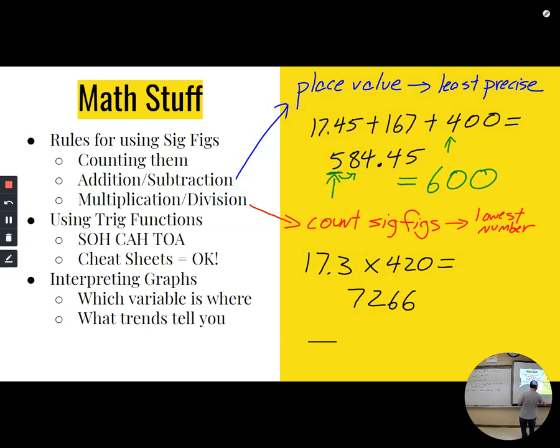Now I go back and I count sig figs. How many sig figs does this number here have? 3. It has 3, all 3 of them. How about this one? 2. It has 2. What's smaller, 2 or 3? 2. I go with my lowest number, 2, so my answer can only have 2.